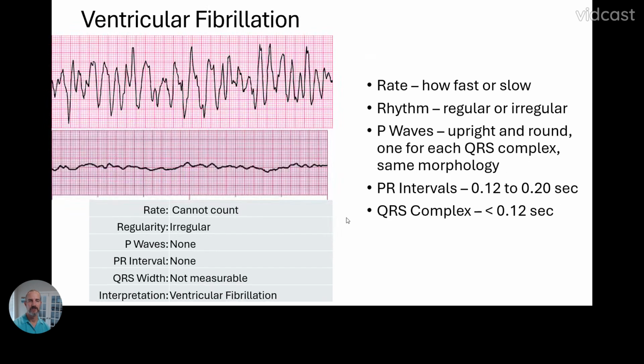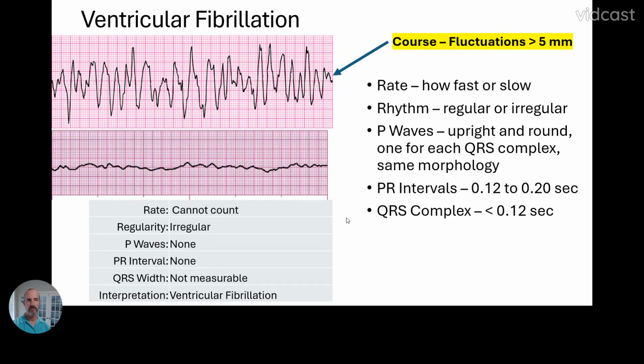All right, now you get into ventricular fibrillation. Good news with these, they're very easy to spot. The bad news is you're doing CPR and medication administration for these patients, trying to get an organized rhythm on that rhythm strip as best you can.